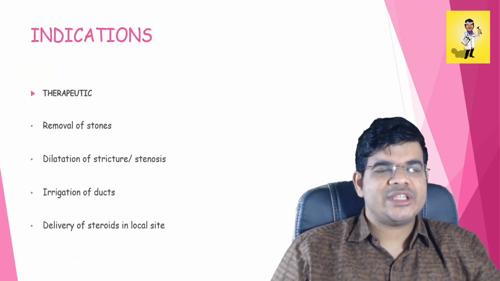Okay. Now, what are the therapeutic indications? You can do it to remove the salivary duct stone, right? So, removal of stones is the first indication. Then, for removal of strictures, and of course, for irrigation of the channel and for imparting local steroids into the site. Okay, so these are the various therapeutic indications.